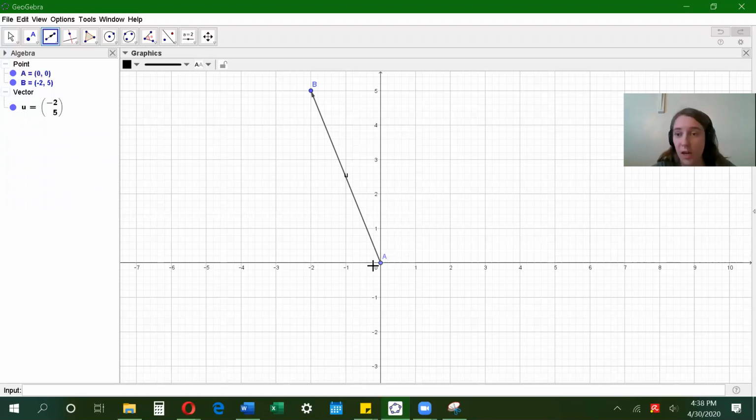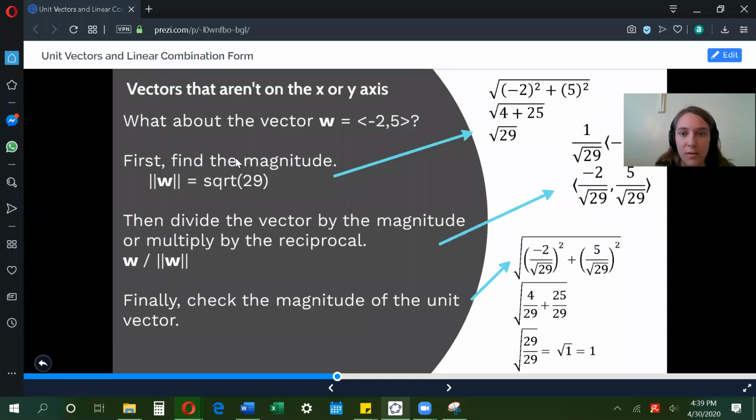So our first step is going to be to find the magnitude of this vector. It's the square root of our first term squared, so negative 2 squared, plus our second term squared, 5 squared. Negative 2 squared is 4, 5 squared is 25, 4 plus 25 is 29. So the square root of 29 is the magnitude.